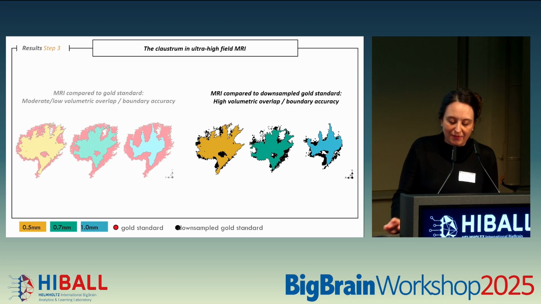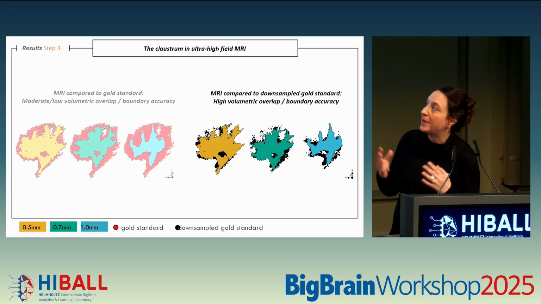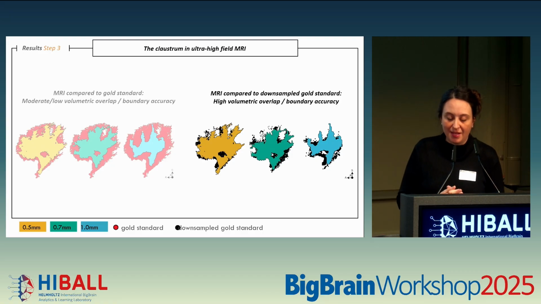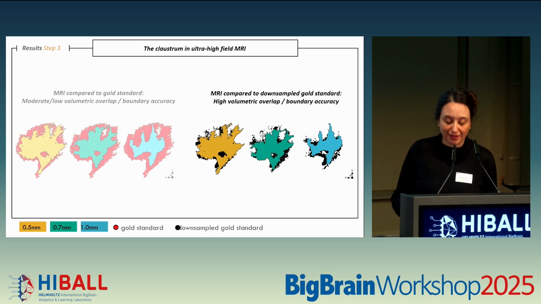And as a sanity check, finally, we downsampled the gold standard to the same resolution as our MRI. And here we see that the overlap metrics in space are much improved. So this indicates to us that it is resolution that's the limiting factor of MRI and not some other fundamental factor like MRI contrast.